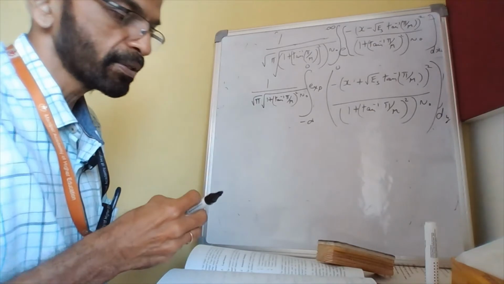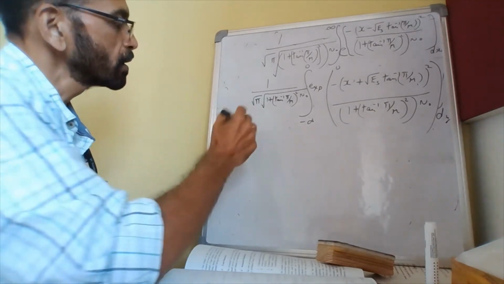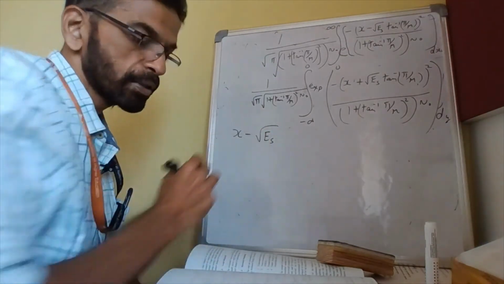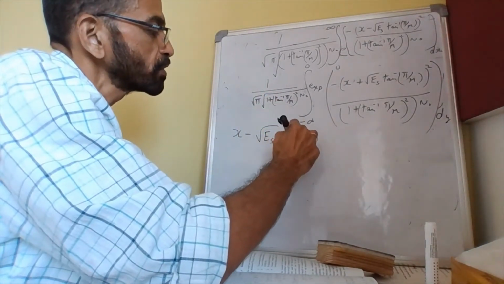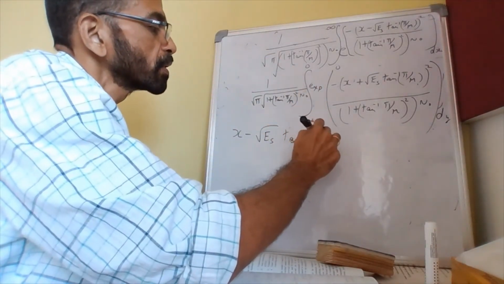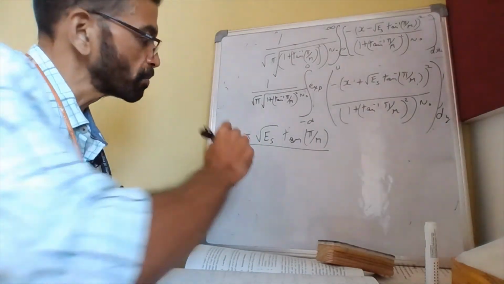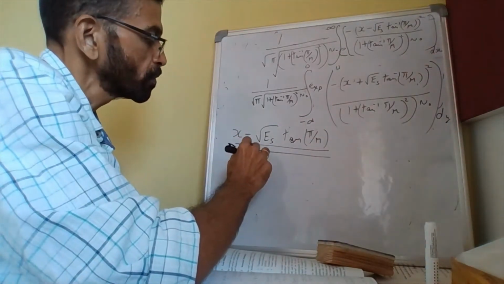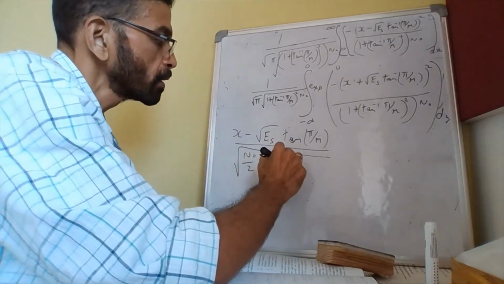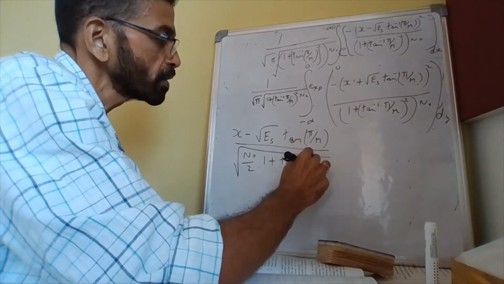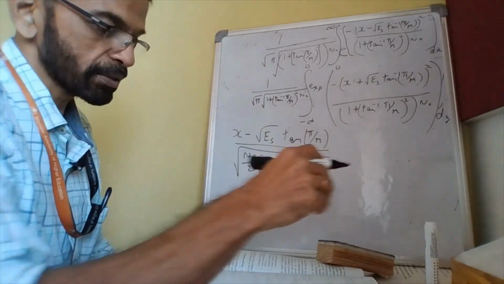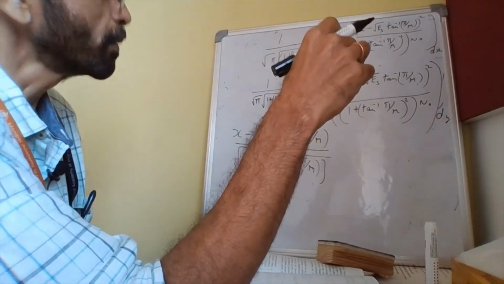Let us define, not a definition really, we are going to make a substitution: x minus root es tan pi by m divided by square root of n naught by 2 into 1 plus, or rather 1 minus tan square pi by m.